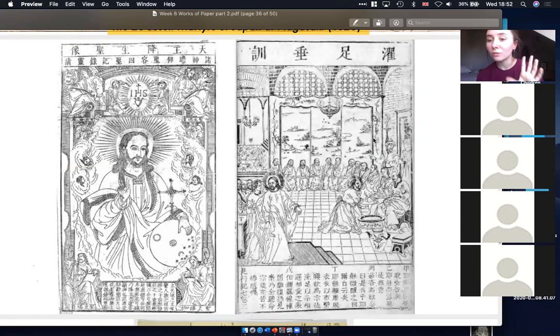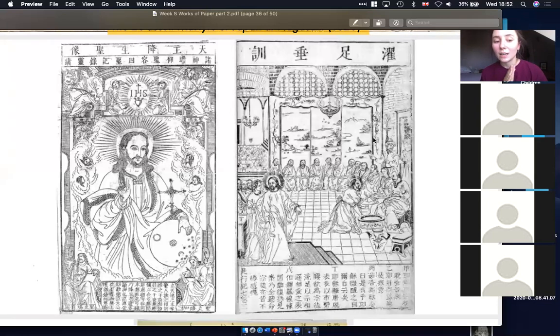And a digital version of this manuscript, and the title and everything will be in the notes, is actually available online now, which is great. Anyway, moving on to the Japanese prints now that we'll look at.